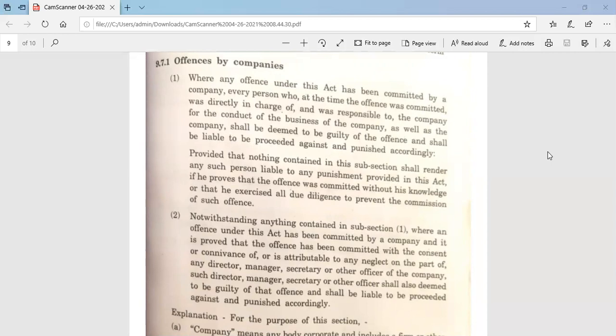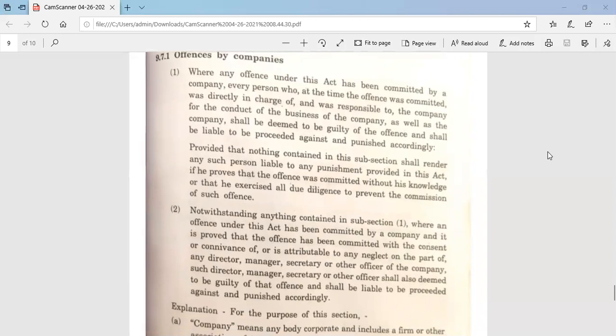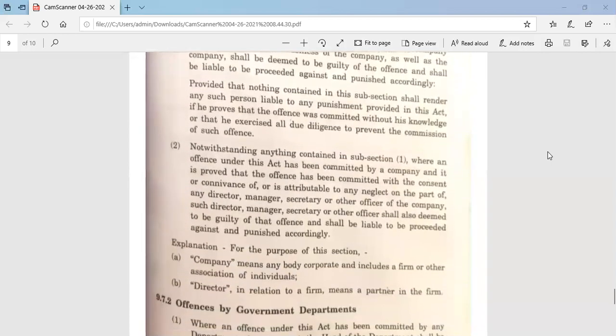Provided that nothing contained in this subsection shall render any such person liable to any punishment provided in this act, if he proves that the offense was committed without his knowledge or that he exercised all due diligence to prevent the commission of such offense.